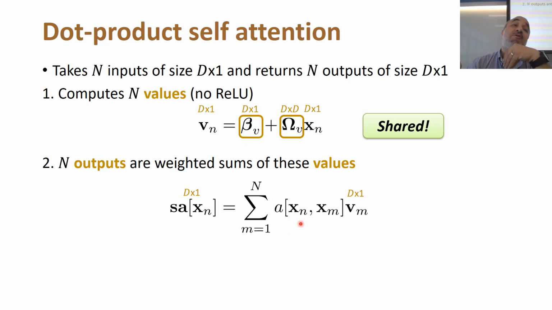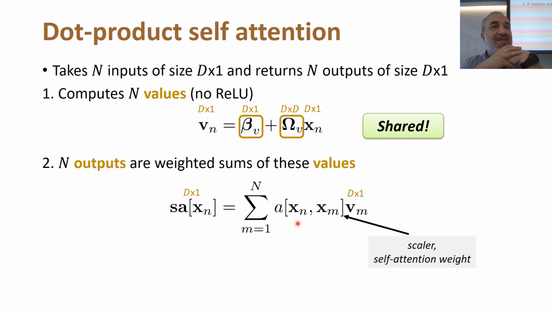But of course, it's not just the sum of them, it's a weighted sum. If, let's say, the word number 3 is very related to the word number 1, the weight multiplied by the value vector of the word number 1 should be high, and the weights for other words should be low. So it's a weighted sum over the value vectors. Don't be confused by the a here, because we used it as an activation function before. This is not an activation function. This is what we call the self-attention weight.